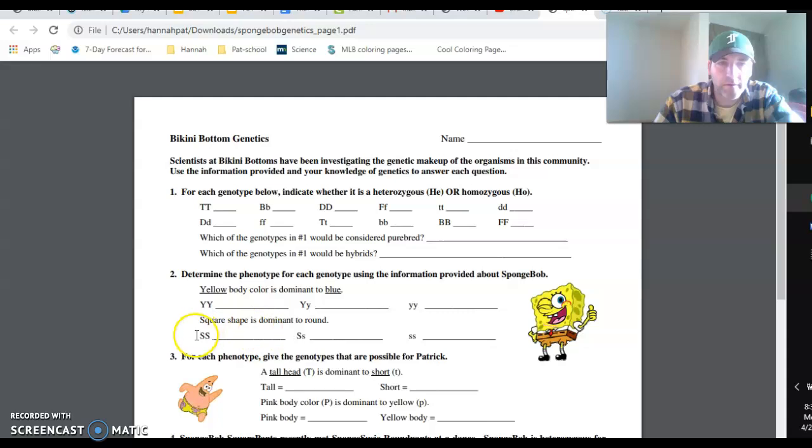Same thing down here. You're going to use this genotype to say what shape SpongeBob would have if he had these different genotypes or letter pairs.